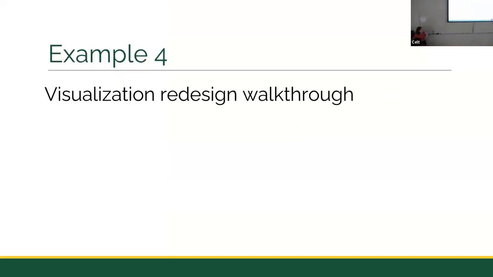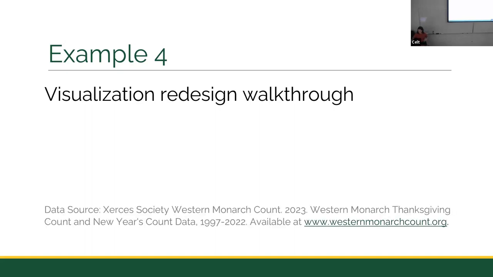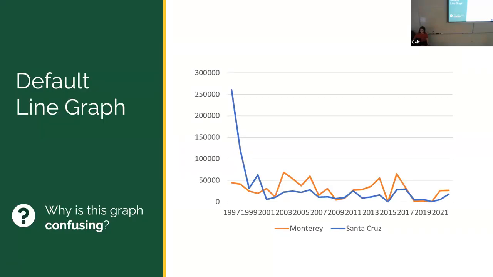Okay, so I'm going to walk us through a visualization redesign. I wanted to get some publicly available data that just wasn't connected to anything. So this is looking at Western Monarch counts. Butterflies are there. I downloaded the data set, stuck it in Excel, and this is the automatically generated graph. It did have a lot more counties, but I just chose to make it simpler for us.